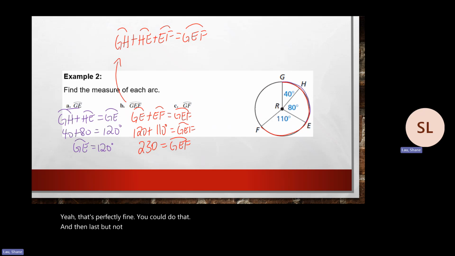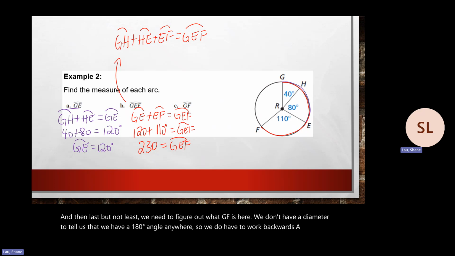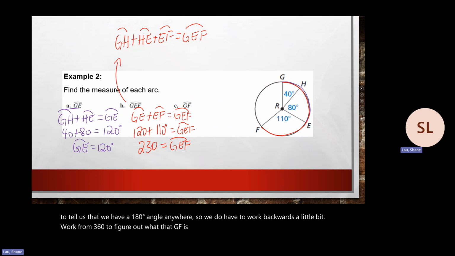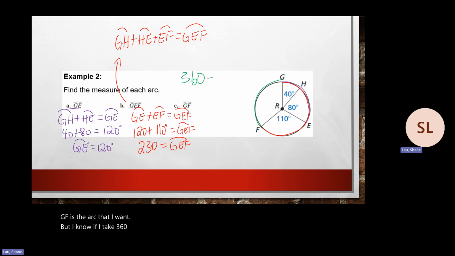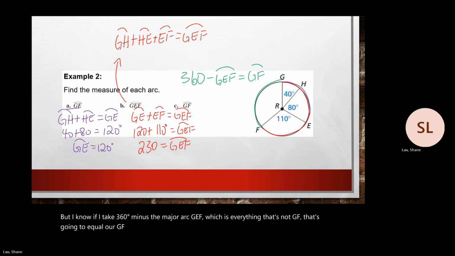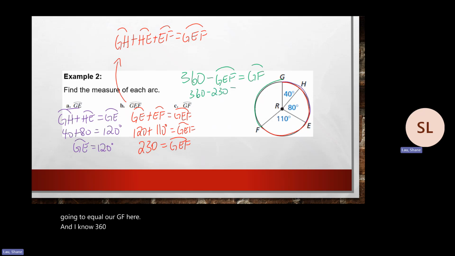And then last but not least, we need to figure out what GF is. Here, we don't have a diameter to tell us that we have a 180-degree angle anywhere. So we do have to work backwards a little bit, work from 360 to figure out what that GF is. So if we were to show this out right here, GF is the arc that I want. But I know if I take 360 degrees minus the major arc GEF, which is everything that's not GF, that's going to equal our GF here. And I know 360 minus 230 equals GF. And I know that arc GF equals 30 degrees.